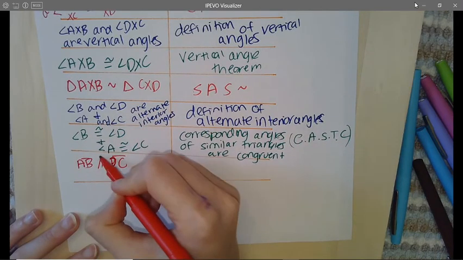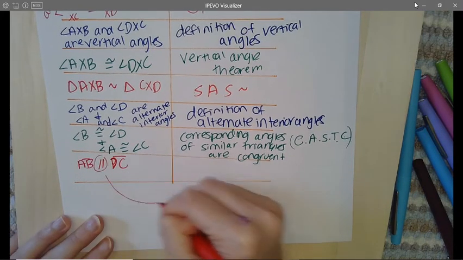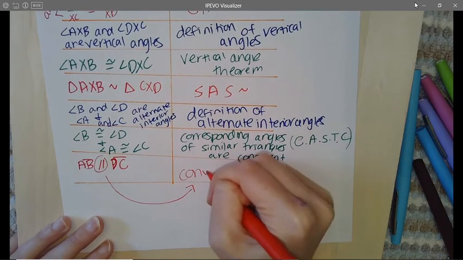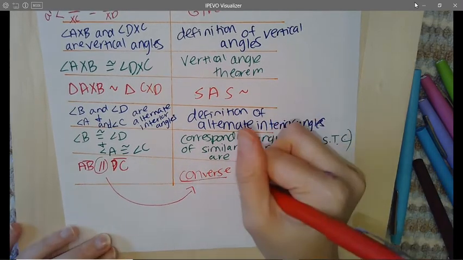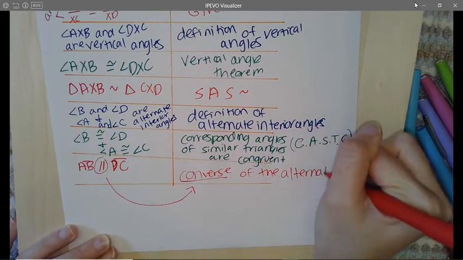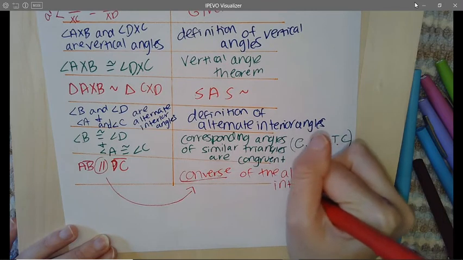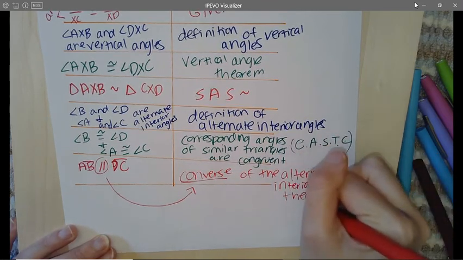Remember, if you're ever trying to prove lines are parallel, in your final statement you should always have a converse theorem. That is telling you that proving lines are parallel means a converse theorem must appear here. So this would be the converse of the alternate interior angle theorem.